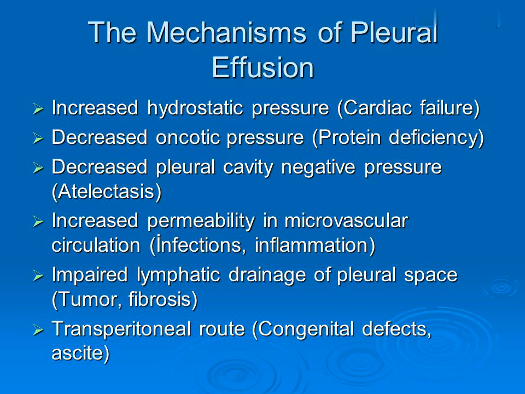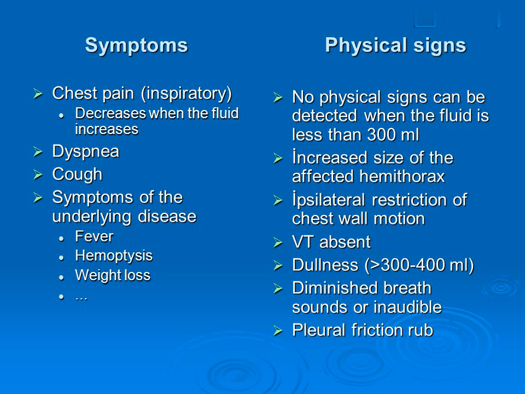The mechanisms of pleural effusion: increased hydrostatic pressure, cardiac failure; decreased oncotic pressure, protein deficiency; decreased pleural cavity negative pressure, atelectasis; increased permeability of the microvascular circulation, infections, inflammation; impaired lymphatic drainage of the pleural space, tumor, fibrosis; transperitoneal route, congenital defects, ascites.